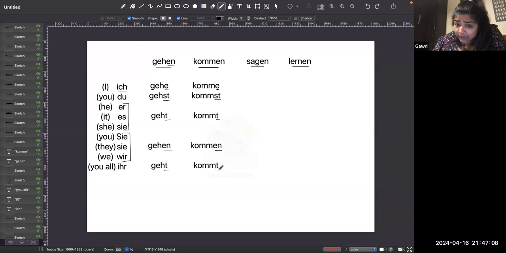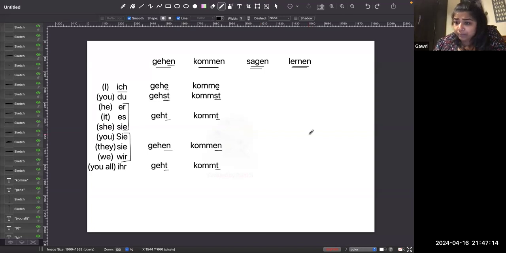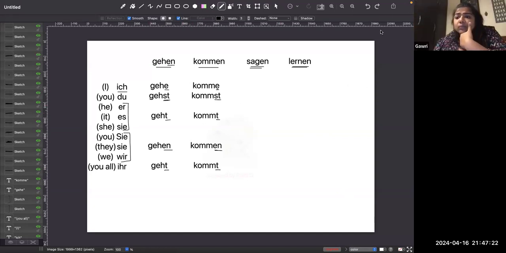Now you do one thing, you write for the remaining two verbs. For sagen and lernen, you write on your own first of all. Just see the pattern, and according to that, write it down.